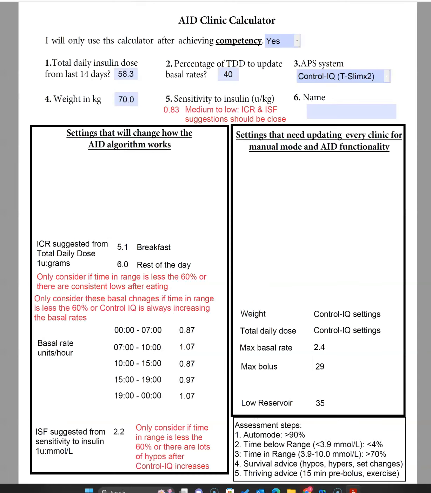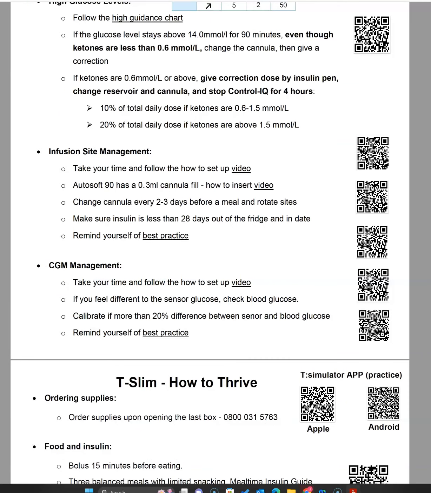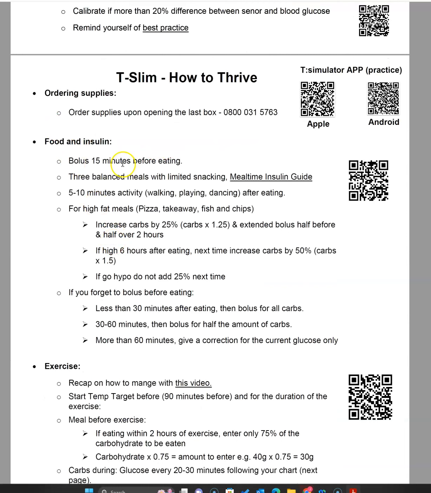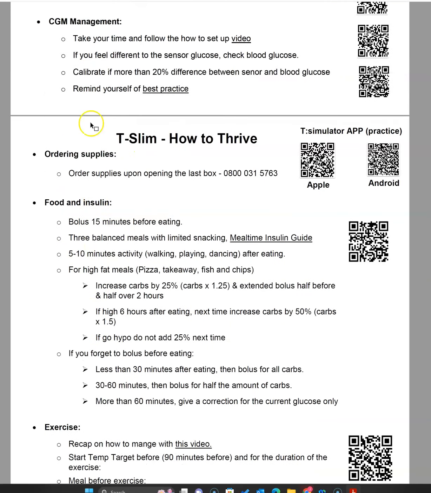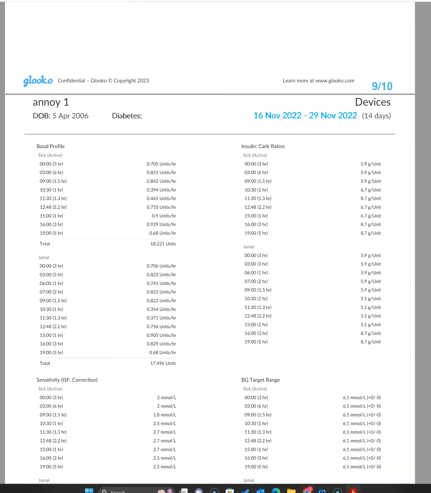And as we said, we also need to make sure that we update the weight and the total daily dose in the Control IQ settings, go into max basal rate, max bolus and low reservoir and adjust those. And then depending on the plan, you'll be discussing obviously the key things to make sure that the insulin definitely goes in. It goes in 15 minutes before food to support the activity there. So that will give you an approach on how to look at a T-Slim download.